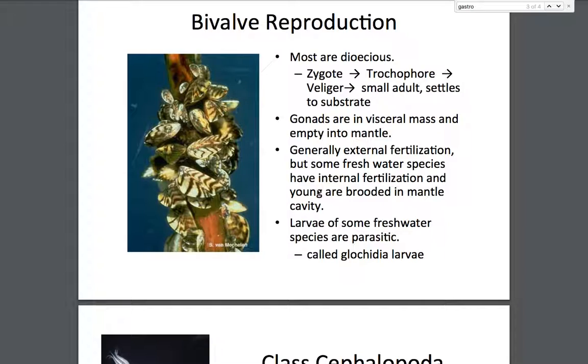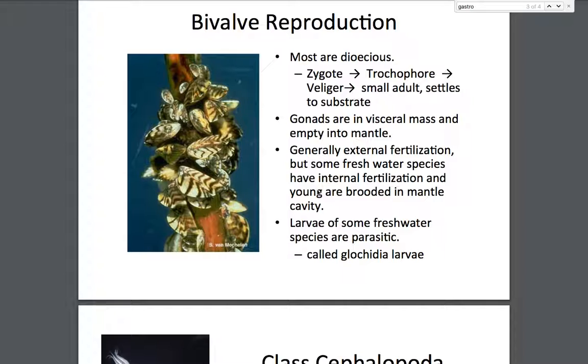The gonads are in the visceral mass, and they empty into the mantle so that they'll spew gametes into the water column. So sperm and egg just go up in the water column. Fertilization takes place in the water column. They swim around as veliger larvae for a little bit, and then settle down to the substrate for another round.